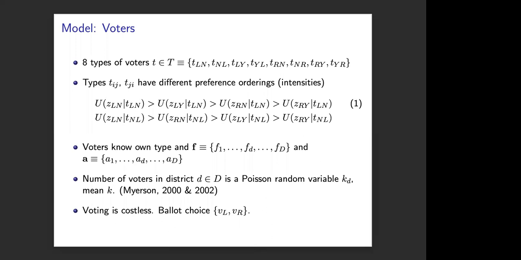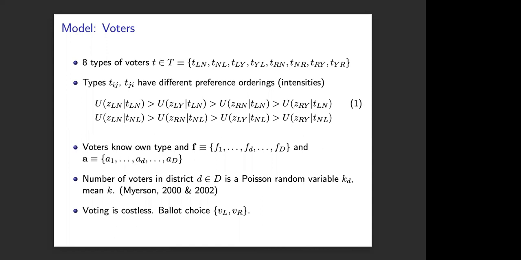What do voters know? They know the distribution of preferences in each district, right? These Fs, these are the distribution of preferences that voters are drawn from. And they know also what are the chosen platforms of candidates in every district, right? So quite a bit of information.